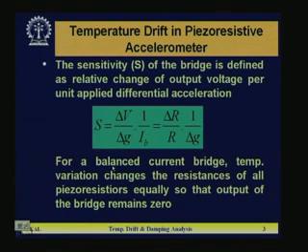Now, the next point is the sensitivity. Sensitivity of the bridge is defined as the relative change of output voltage per unit applied differential acceleration. It is expressed mathematically as delta V by delta G dot 1 by IB, which is nothing but delta R by R dot 1 by delta G. For a balanced current bridge, temperature variation changes the resistances of all piezoresistors equally, so that the output of the bridge remains 0. With temperature the bridge resistances change, but if all the resistances change equally, either in the positive or negative direction, then the output voltage of the bridge should not change, because it is basically the ratio of the resistances, R1 by R2 equal to R3 by R4. All the resistances change equally, so the ratio remains the same.